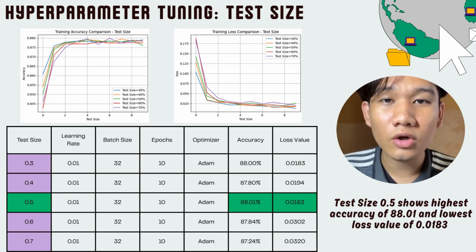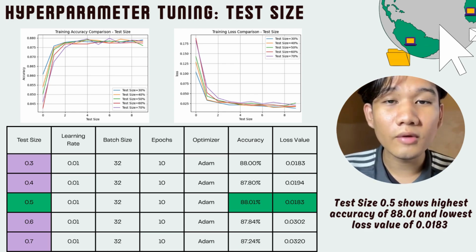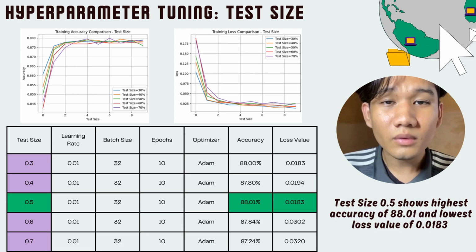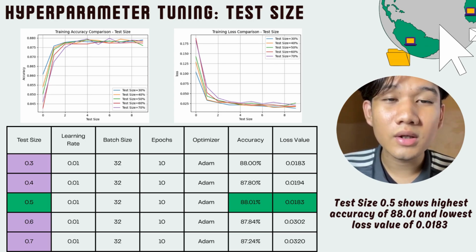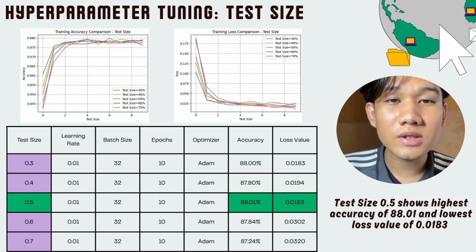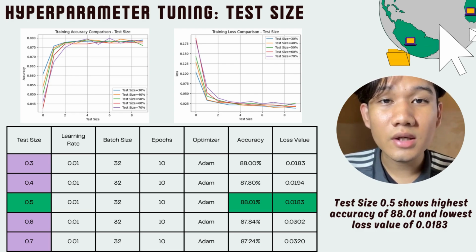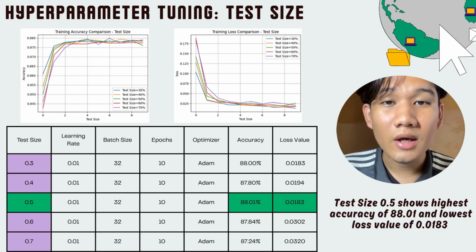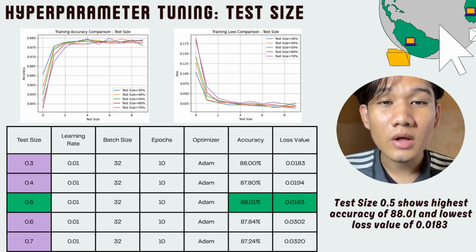and the lowest loss value of 0.0183. This suggests that using 50% of the data for testing gives the model the best balance between learning and generalizing to new data. So the graph on the slide also shows this clearly. The accuracy curve is highest and the loss is lowest at test size 0.5.